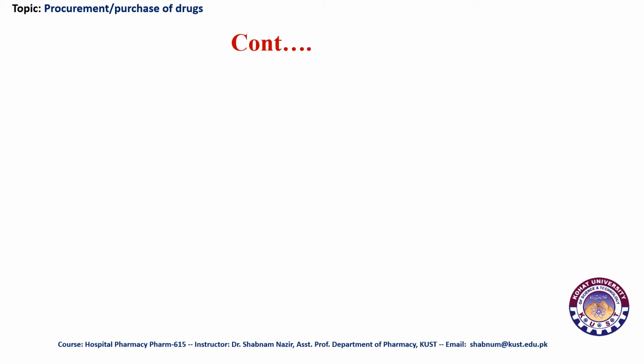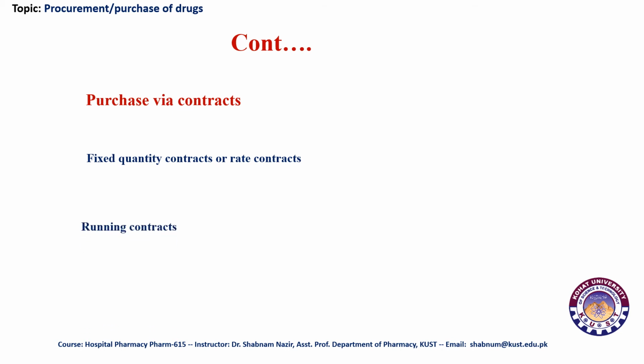Another important way to purchase or procure medication is through contracts. So there are two popular ways. First is called the fixed quantity contract or rate contract, while the other one is called running contracts. So what is the basic difference between these two? Both are contracts.